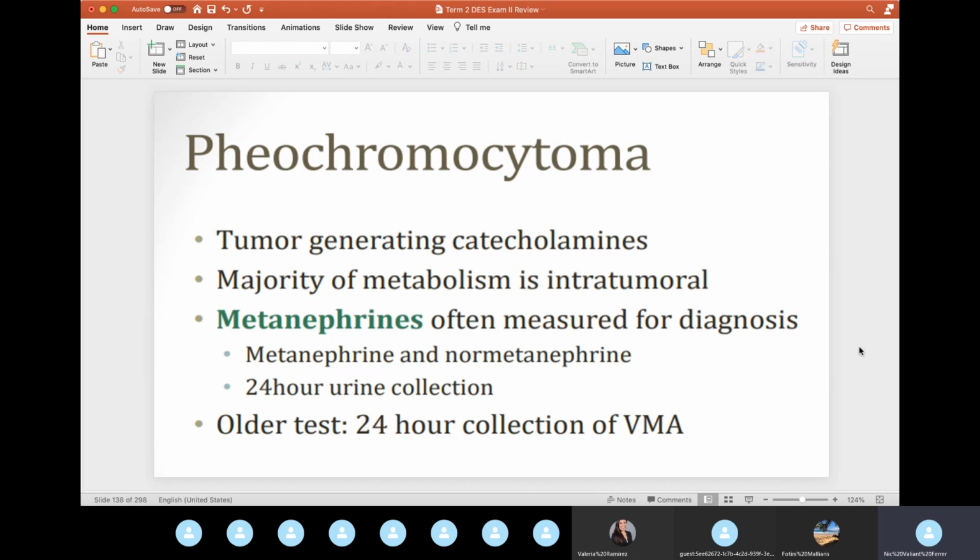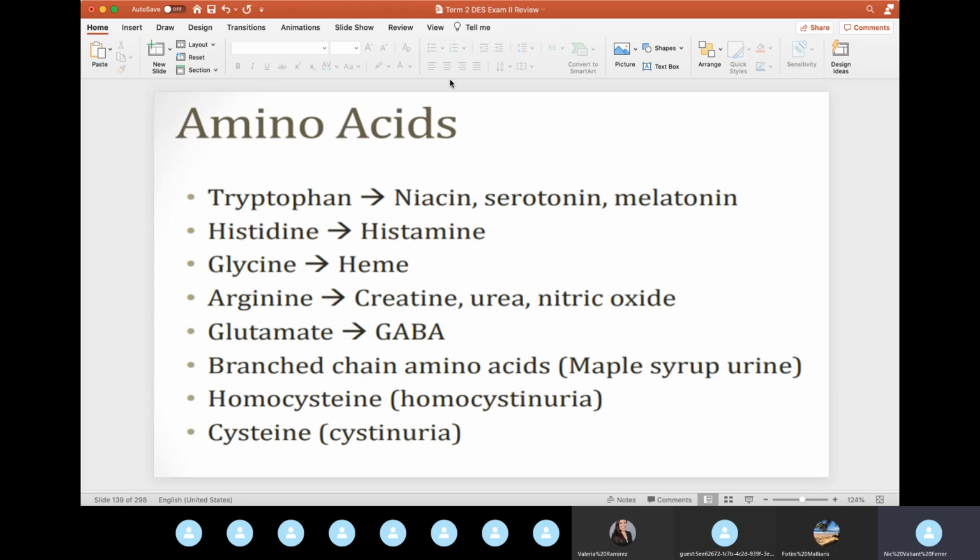Voila, increase in metanephrine for pheochromocytoma. We have increase in metanephrine and normetanephrine. Check for vanillylmandelic acid in the urine. High yield, put a star here. Amino acid derivative of each.